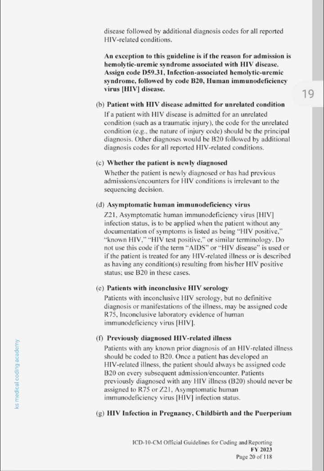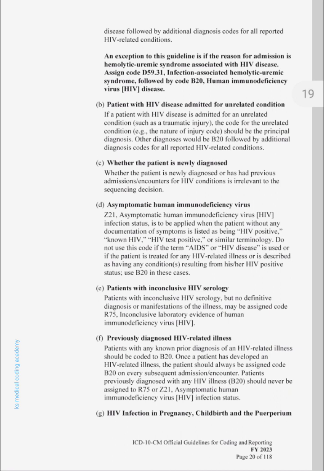D. Asymptomatic human immunodeficiency virus, Z21. Asymptomatic human immunodeficiency virus, HIV, infection status, is to be applied when the patient without any documentation of symptoms is listed as being HIV positive, known HIV, HIV test positive, or similar terminology. Do not use this code if the term AIDS or HIV disease is used, or if the patient is treated for any HIV-related illness or is described as having any conditions resulting from his/her HIV positive status. Use B20 in these cases.